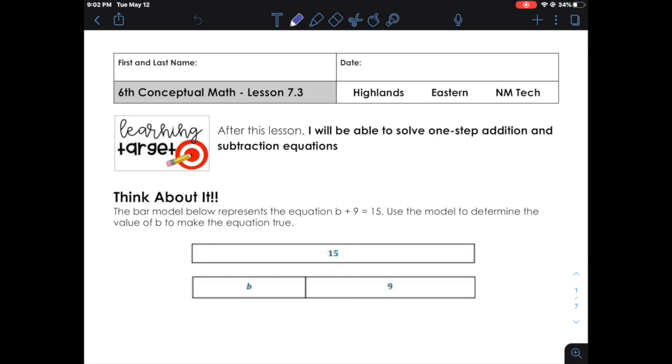Hey guys, I'm here to do lesson 7.3 with you. Your learning target for today's lesson is I will be able to solve one-step addition and subtraction equations.